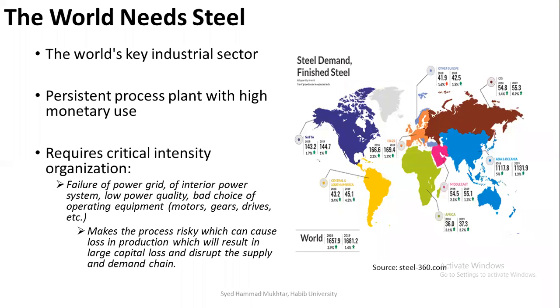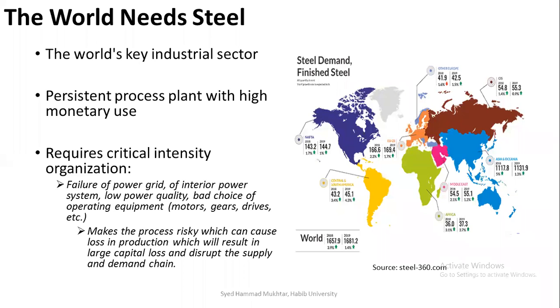For example, a steel industry cannot afford a failure of power grid or of interior power systems or of low power quality, bad choice of operating equipment, motors, gears, drives, and so on and so forth. Because all of this contributes in making the process extremely risky, which can cause loss in production and large capital losses, which might directly affect the supply and demand chain of steel.